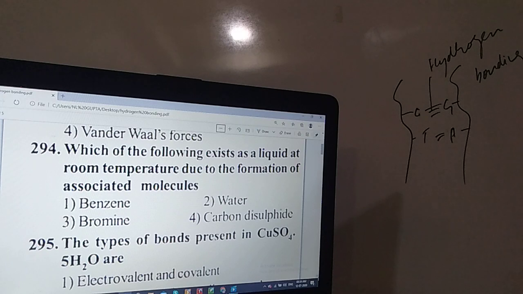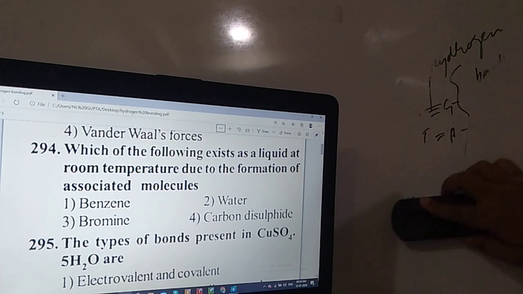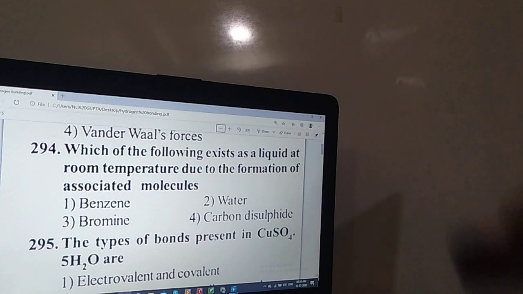When you are talking about liquids at room temperature, water will be available. Benzene, bromine and carbon disulfide are not associated in this way. So the correct option will be option number 2. The water molecule has hydrogen bonding, as a result of which it exists in the liquid state, but the others do not have hydrogen bonding. You can check it out.